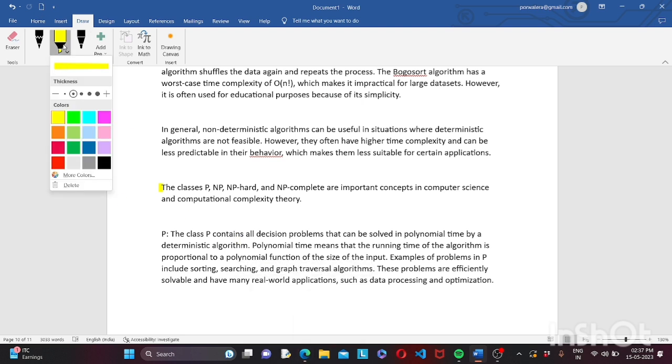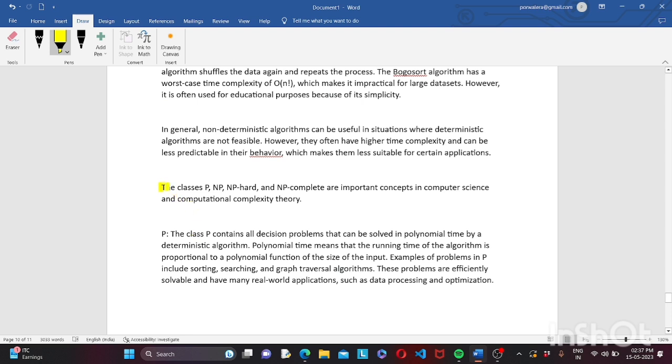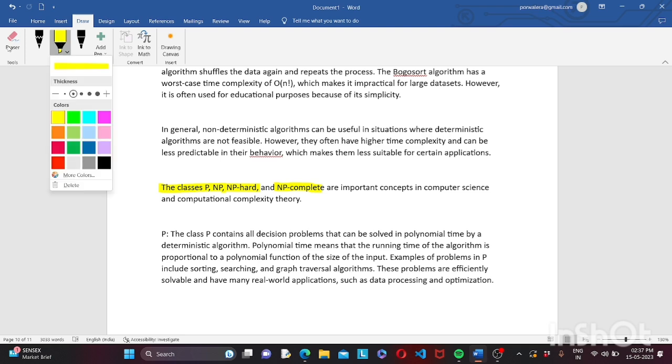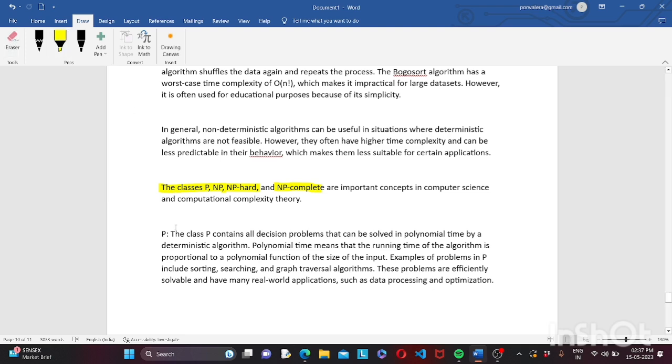classes P, NP, NP complete, NP hard, P and NP. So these are the important concepts in computer science and computational theory, complexity theory.